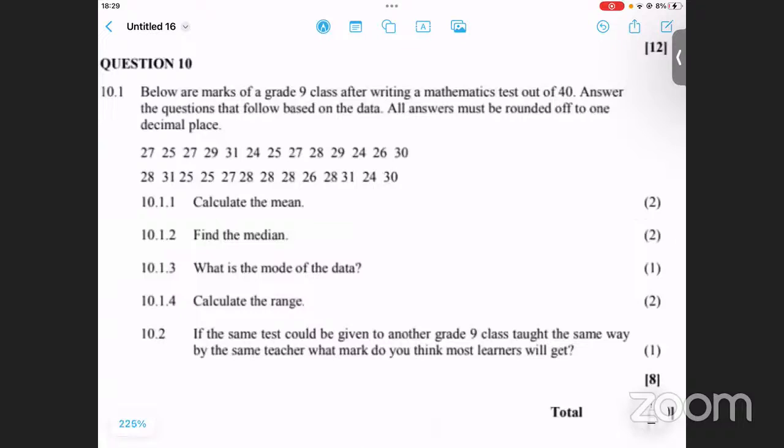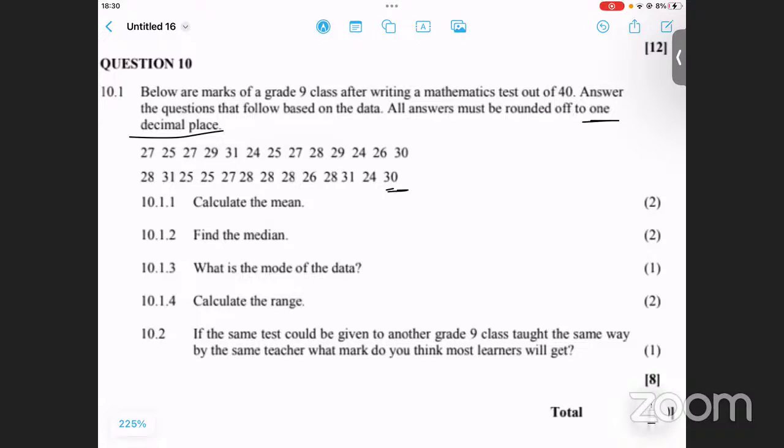For 10, they say below are marks of a grade 9 class after writing a mathematics test out of 30. Answer the questions that follow based on the data. All answers must be rounded off to 1 decimal place. So we have the data there, 27, 25, and till the last one, the 30.